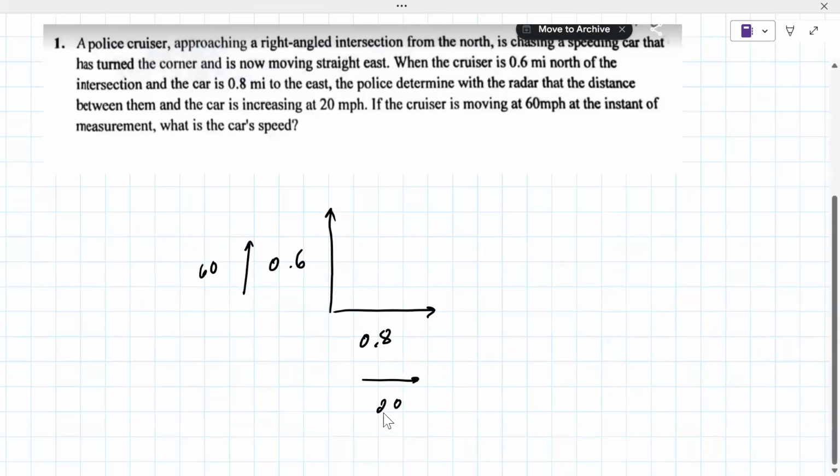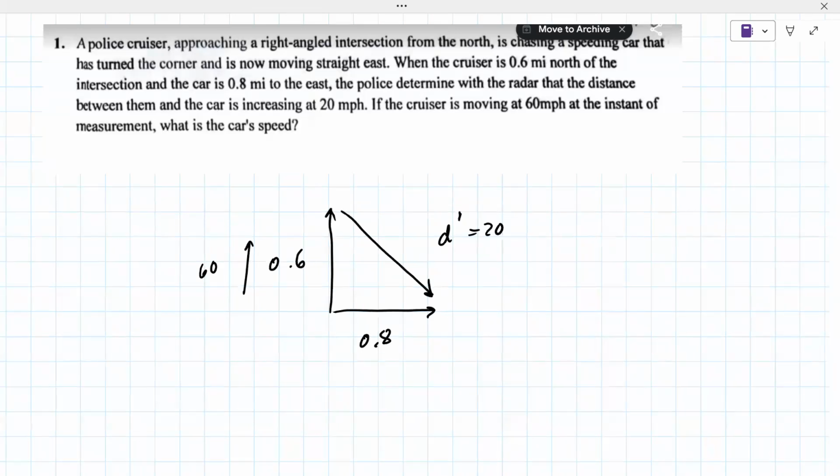Sorry, that's not quite right. The distance between them, sorry, this is confusing to read, the distance between them is increasing at 20 miles per hour. So I'm going to call that D prime. And this is the y prime of the cruiser. Hopefully you've seen that before in class, like dx/dt? Yeah. So let me use different notation.